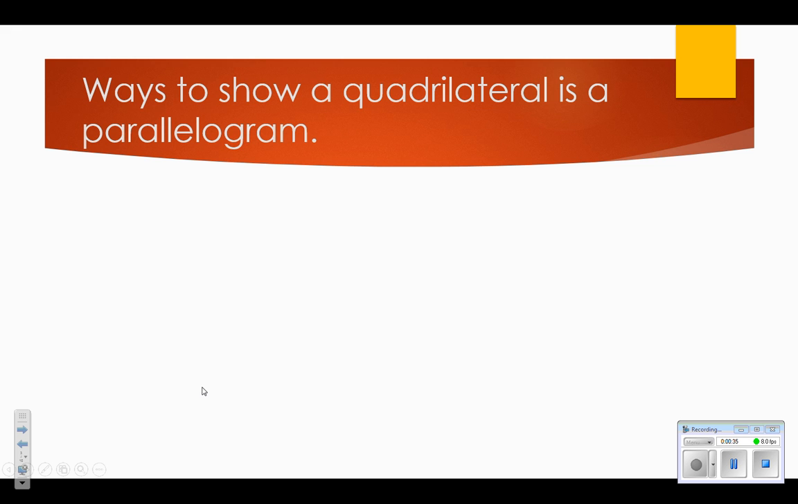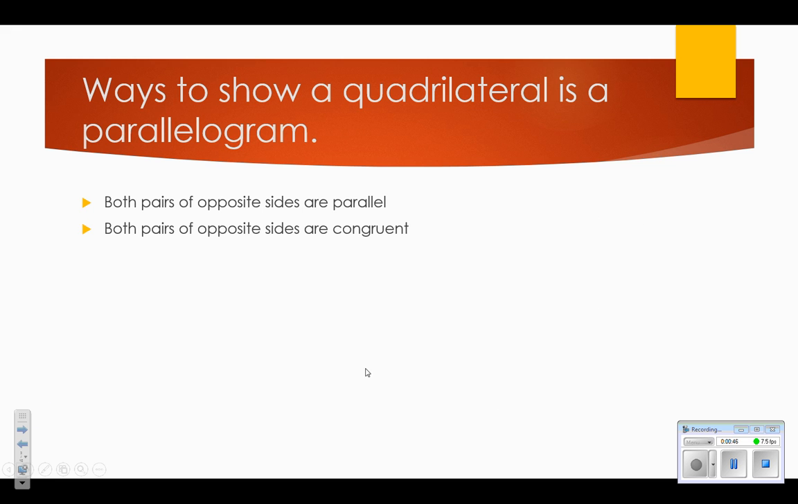So, ways that we can show that a quadrilateral is a parallelogram. We can show that both pairs of opposite sides are parallel, which you know. We draw a parallelogram in here. Not a very good parallelogram, but you guys know me. Both pairs of opposite sides are congruent. Those are two things, that was by definition, the first one, that we can prove that a quadrilateral is a parallelogram.